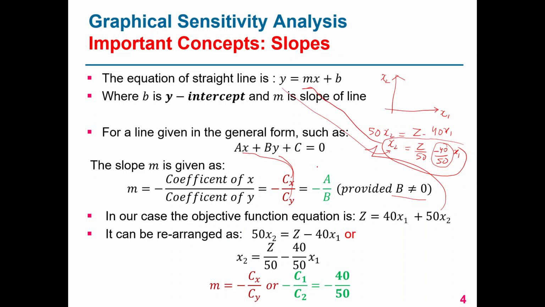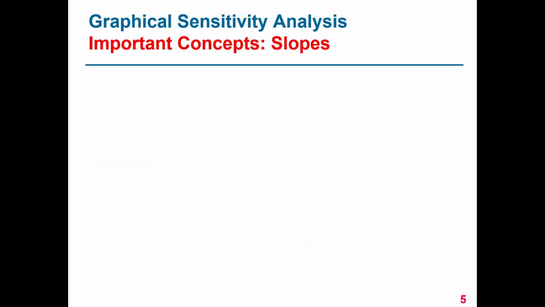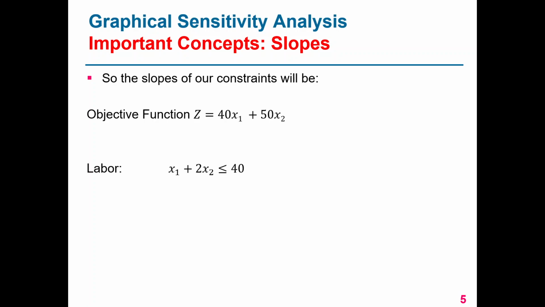So whenever we come across an equation, we can derive its slope by simply writing m is equal to minus cx by cy, or minus coefficient of x over coefficient of y. Because we don't have x and y, we have replaced them with x1 and x2. We will simply write minus c1 by c2, and it will be equal to minus 40 by 50. In a similar fashion, we can also find the slopes of our constraints. So we know that the slope of the objective function is minus c1 by c2, and that is equal to minus 40 by 50.